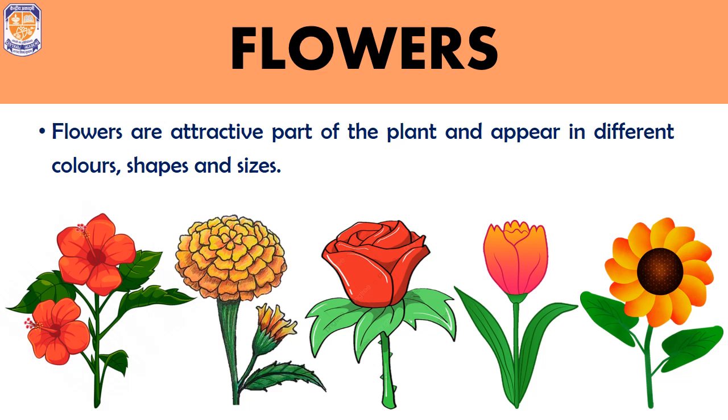As you can see in the picture, I have displayed 5 diagrams of different types of flower. The first flower is of a hibiscus. The second is a marigold flower, the third is a rose flower, fourth is a tulip flower, and the last one is sunflower. So these all the flowers are differently shaped as well as they are in different size and colors. So even though the shape, size and color of the flowers can vary from one plant to the other, but their basic structure remains the same. So let's study about the structure of the flower first.